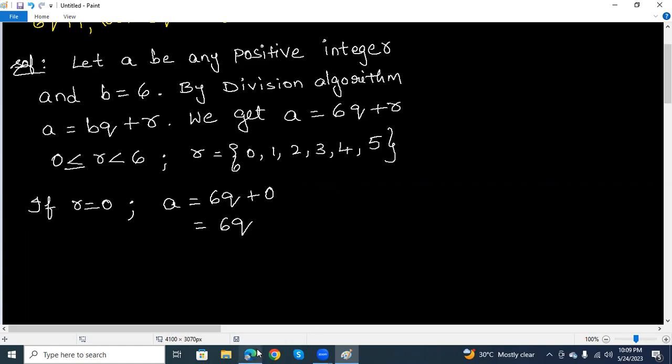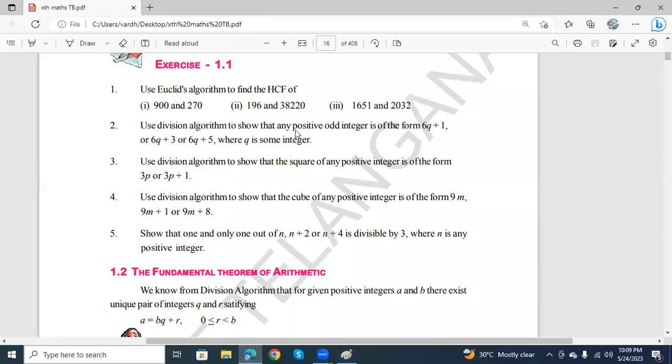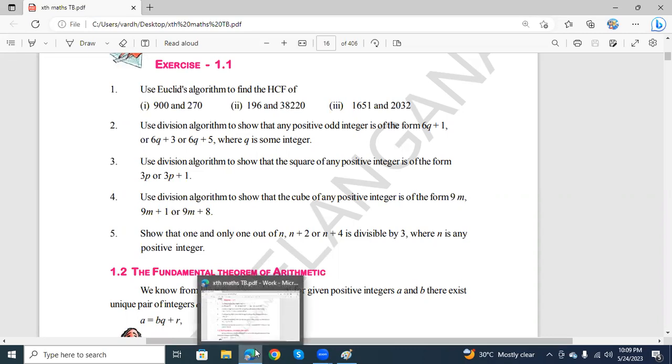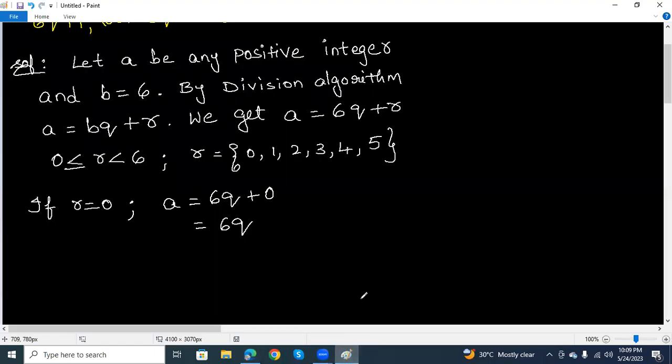Let's read the question one more time. What did they say? Show that any positive odd integers only should be in this form. Generally, odd and even integers we will discuss. Any odd number will be in the form of 2n plus 1. Any even number will be in the form of 2n. 2n is the even form.